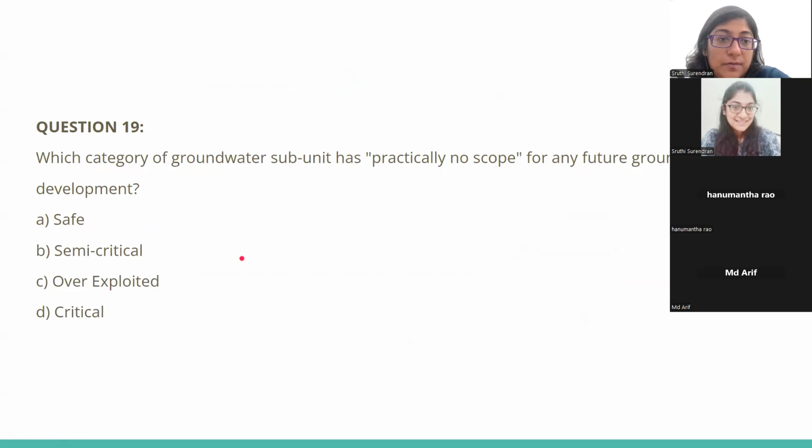Now, which category of groundwater subunit has practically no scope for any future groundwater development? Maybe you can just go by the names. Is it safe, semi-critical, overexploited, or critical? Groundwater subunit that has no scope for groundwater development.